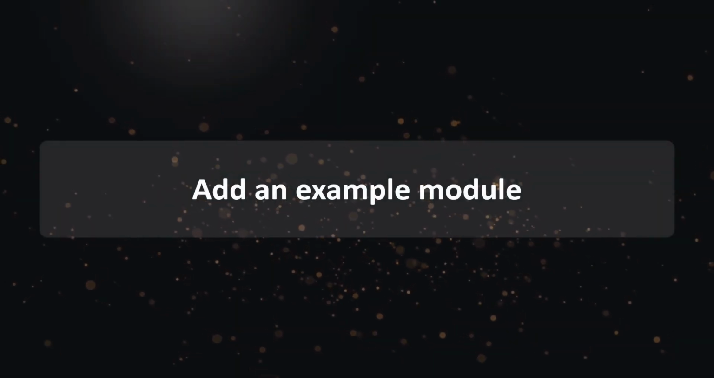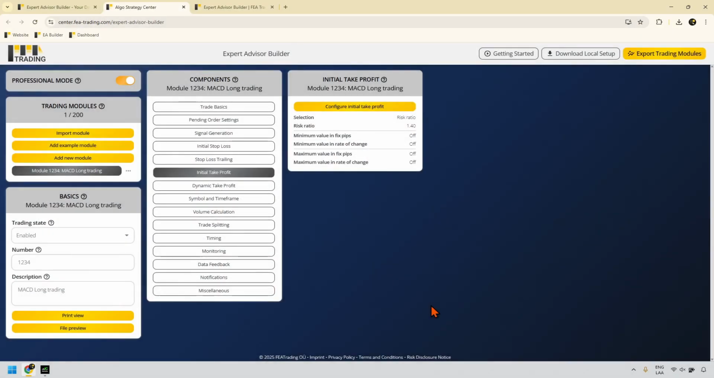The Expert Advisor Builder comes with plenty of useful examples. Some are function demonstrators, for example, showing you how to use stop-loss trailing or position splitting, while others are basically ready-to-use trading systems that just need some fine-tuning. One example is called MACD short trading. As you can imagine, it's basically the same as the module we just implemented manually, except it opens short trades. Let's add it. Press Add Example Module.